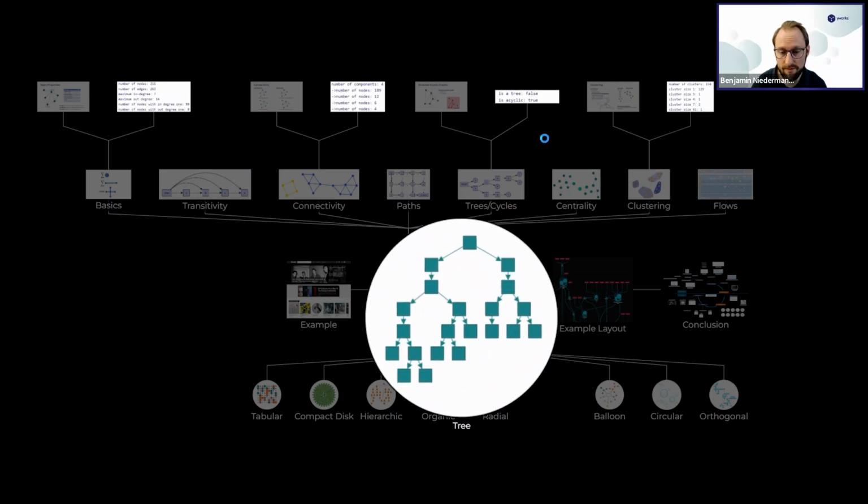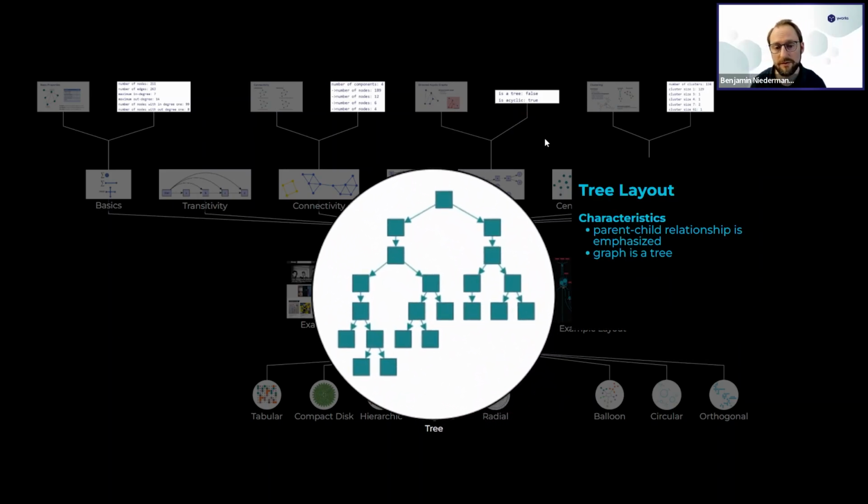So the next layout that I would like to consider is tree layouts. Here we already have this top to bottom structure, which you can, of course, use to somehow visualize temporal information, but typically tree layouts are used for hierarchical structures, so parent-child relationships are emphasized, and the basic assumption is that the graph is a tree. So we found out for our graph that it's not a tree, but acyclic.